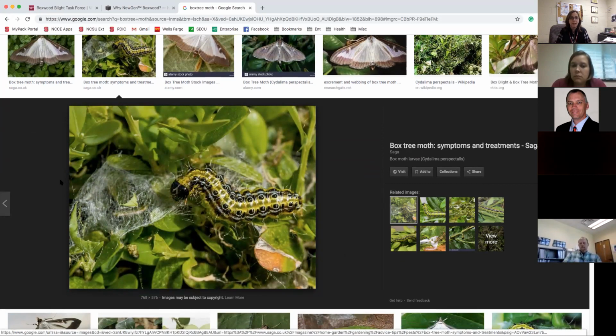I did see that we had one other question, so let me go back to that. Stop sharing, go back to chat. So the question was, is boxwood blight widespread over the North Carolina counties, or is it concentrated in just a few counties?